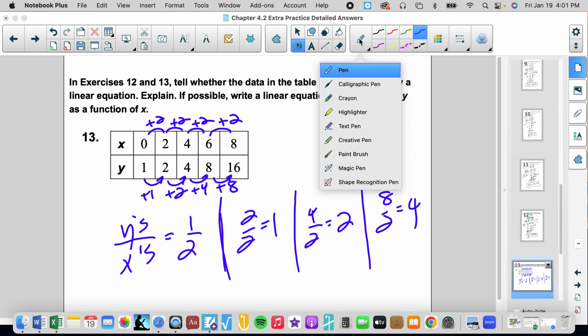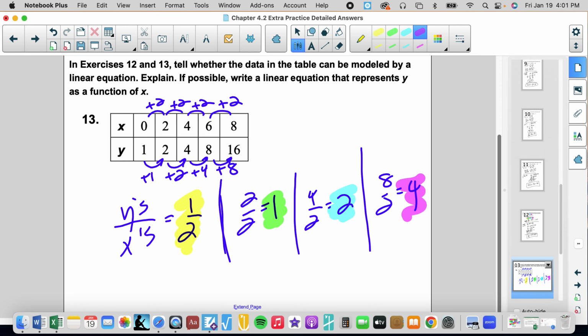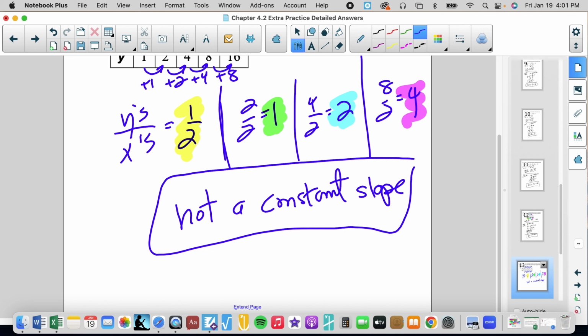So each of my slopes is different, so that means it's not constant. A linear line has a constant slope, so this is not a linear equation. It is nonlinear. We can write an equation, but you haven't learned that yet. It's not a constant slope. In Algebra 2, you will learn how to write an equation for a nonlinear line.